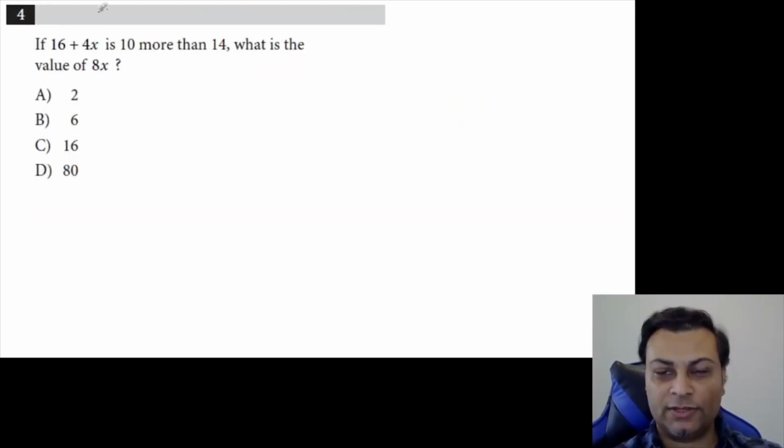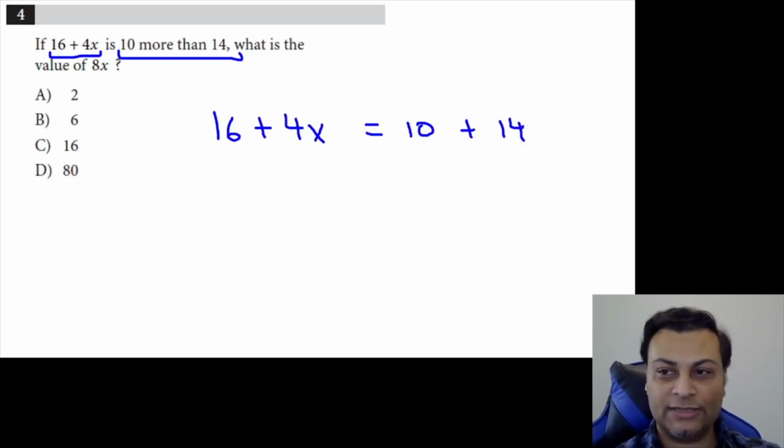Question 4 says if 16 plus 4x is 10 more than 14, what is the value of 8x? Okay, so 16 plus 4x equals 10 more than 14. You could add that up right now. 10 more than 14 looks like this. So that is 24.